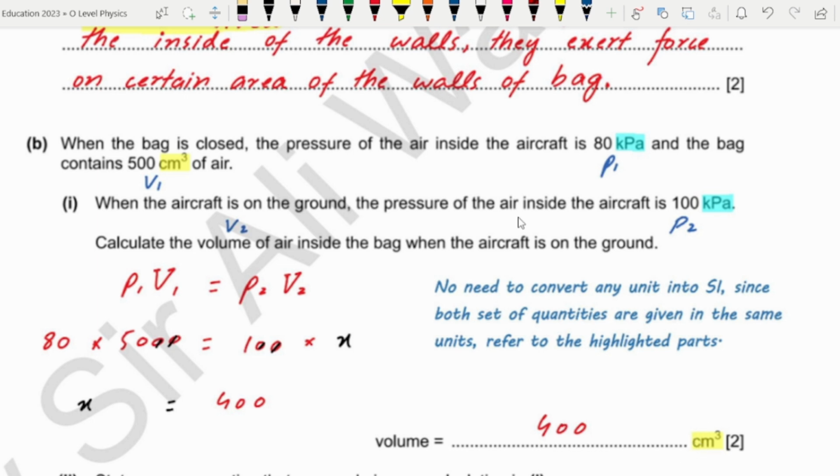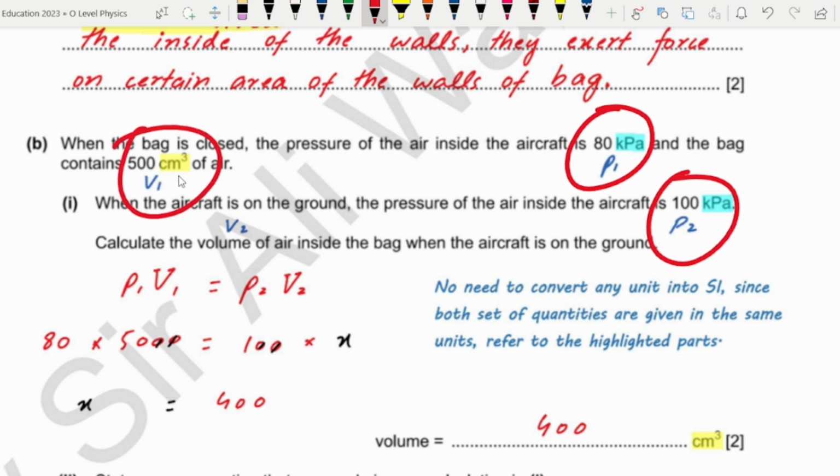And that makes sense because the pressure increased from 80 to 100. Pressure is being increased, so the volume should have decreased. The initial volume was 500 and the new volume should be less than 500.